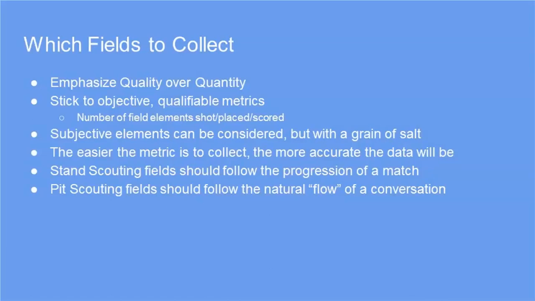So stand scouting data should follow the natural progression of a match. You should have autonomous at the top, and then it'll go to teleop scoring, then end game. So it's really easy for the scout to just scroll down and mark in the numbers.